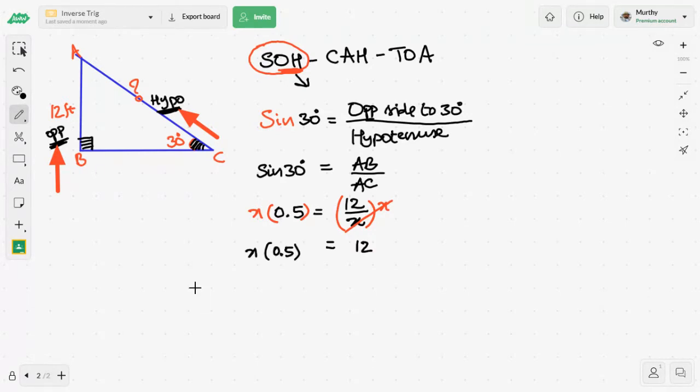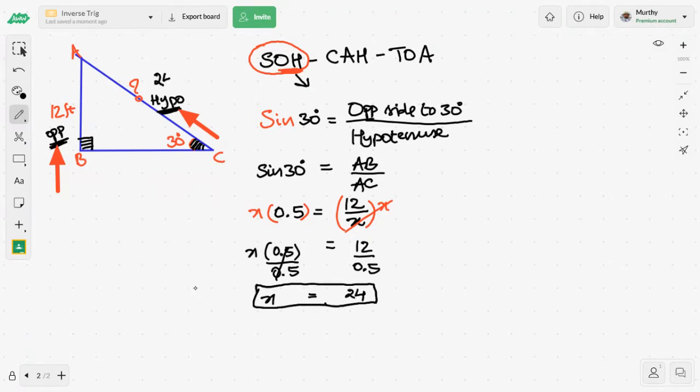In fact, I discussed these kinds of questions in my earlier lesson. So the value of X equals 12 over 0.5. If you want, you can make use of a calculator. You'll end up with X equals 24, which means the value of the hypotenuse is 24.